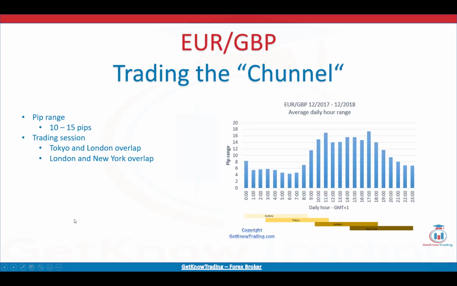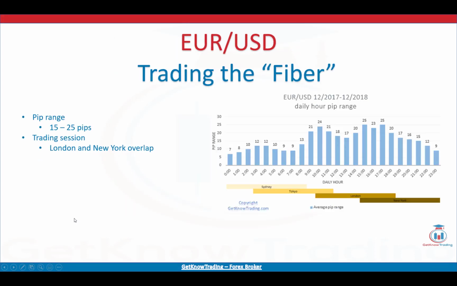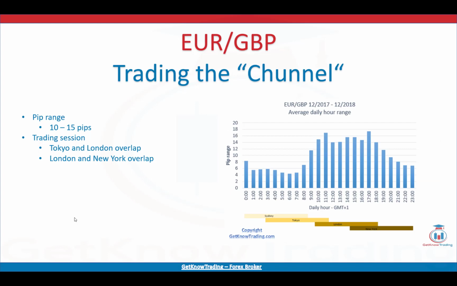Now let's start with the first one from the list of the 12 pairs to trade in Forex. First one is Euro USD, which has 15 to 25 pips range on average. The best time to trade this pair is when the London and the New York overlap happens.